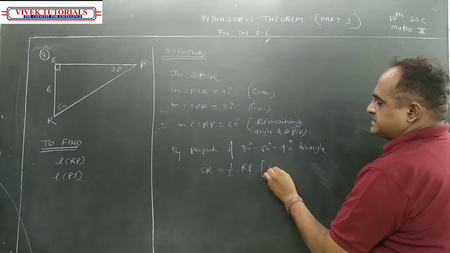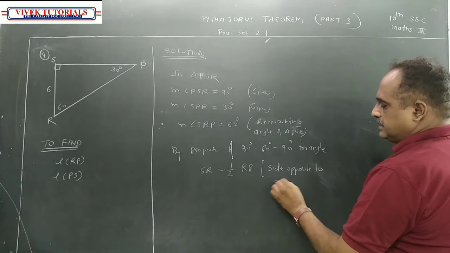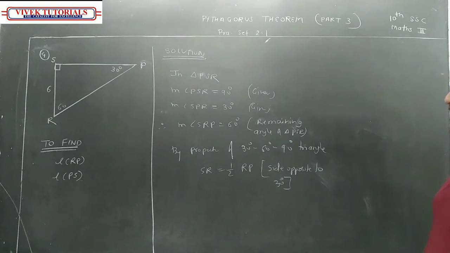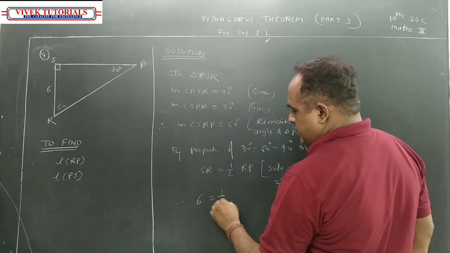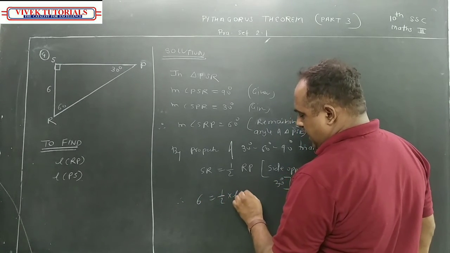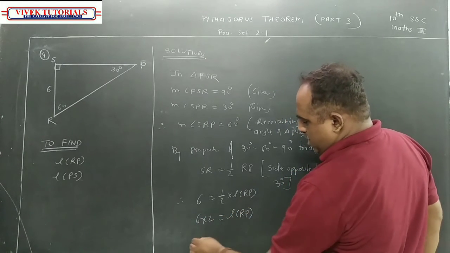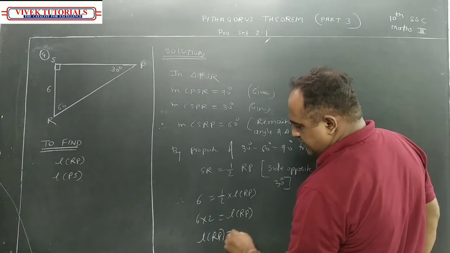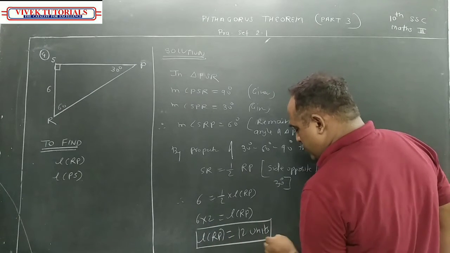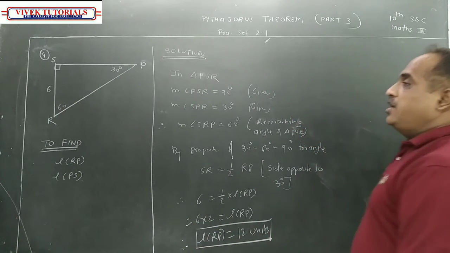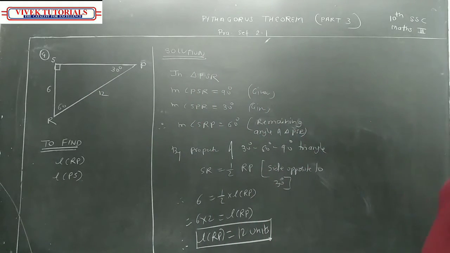We are going to write, side opposite to 30 degree is half of the hypotenuse. We know the value of SR, that is 6 is equal to half into length RP. 6 into 2 is equal to length RP, or length RP is equal to 12 units. This is the thing we are going to put in the box. Now you got this as 12. Okay. Now they ask the value of what?